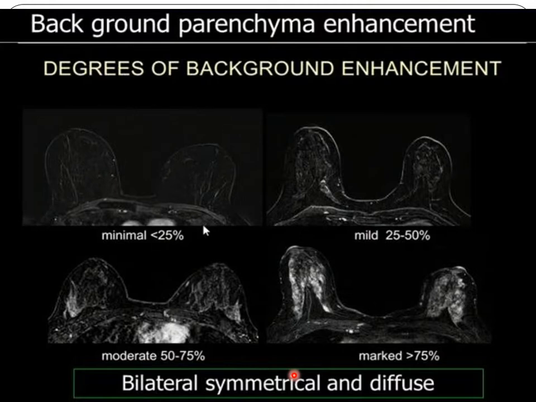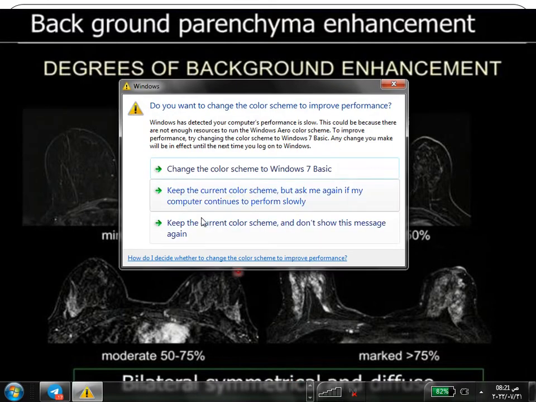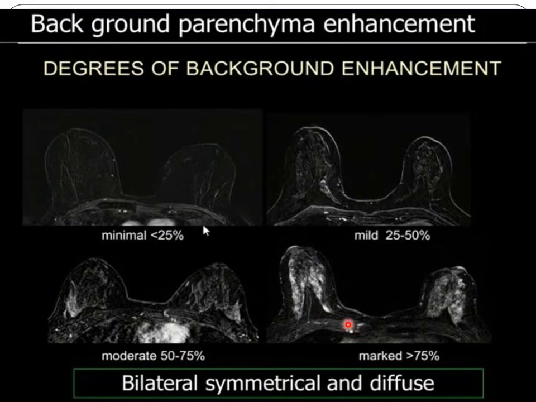in a post-contrast acquisition. You have to put in your mind that the background parenchymal enhancement is not the same as the fibroglandular tissue. You may have a dense fibroglandular tissue breast, but you have a minimal background parenchymal enhancement. Put that in your mind.